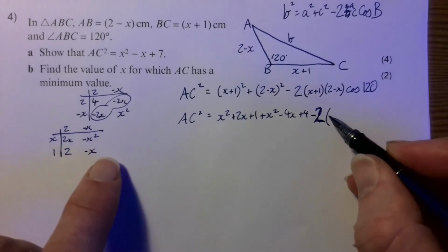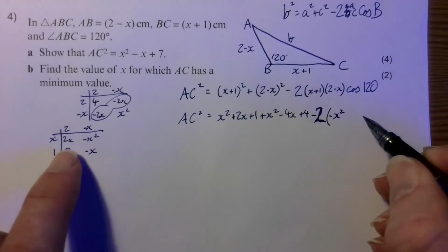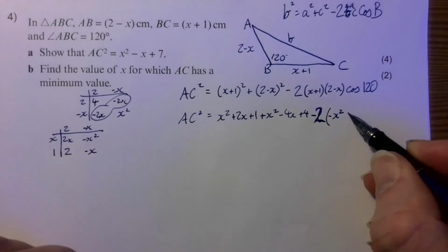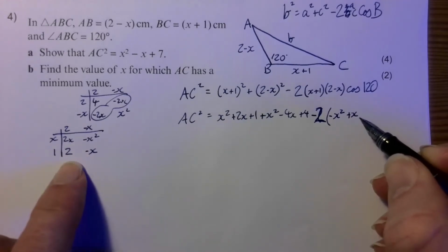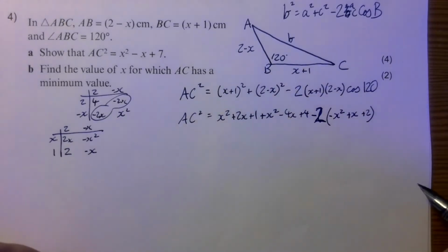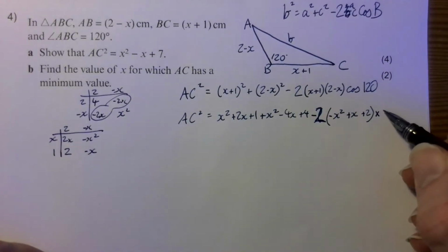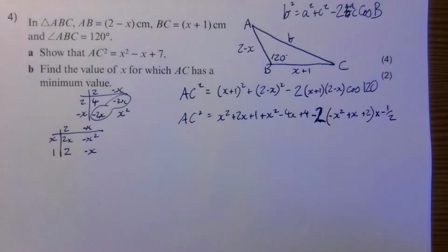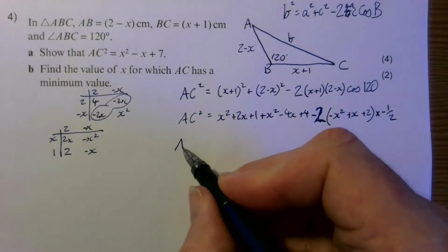I've got negative x squared. I've got 2 take 1 is 1x. And I've got plus 2. And cos 120, I've just done negative a half. So let's write times minus a half there. And then start clearing this up.